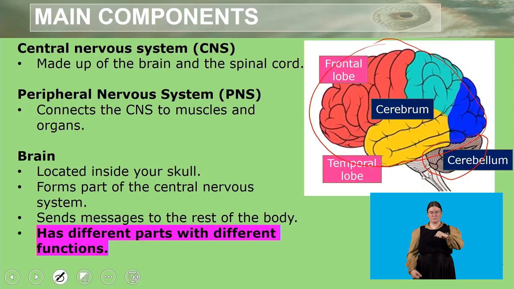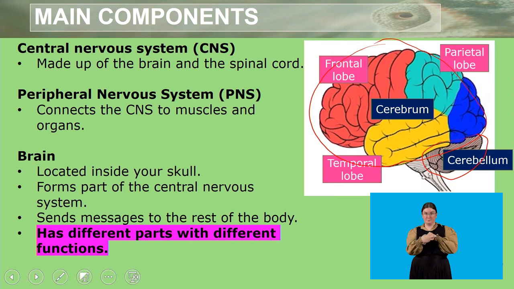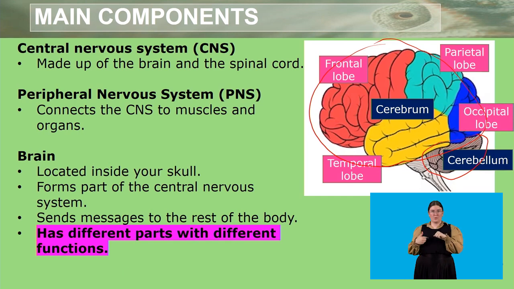Okay, we have the temporal lobe, which is responsible for activities like hearing and listening. Then we have the frontal lobe, which is responsible for things like thinking and memory. Then we have the parietal lobe, which is responsible for language. And then we have the occipital lobe, which is responsible for sight.